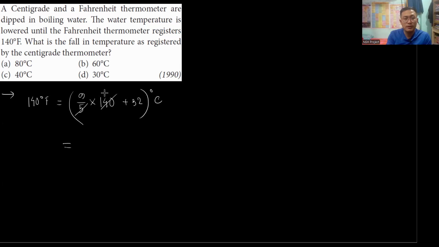Degree Celsius equal to 5 by 9. Y degree Fahrenheit is equal to 9/5 into x degree Celsius plus 32. Okay, x degree Celsius is equal to 5/9.